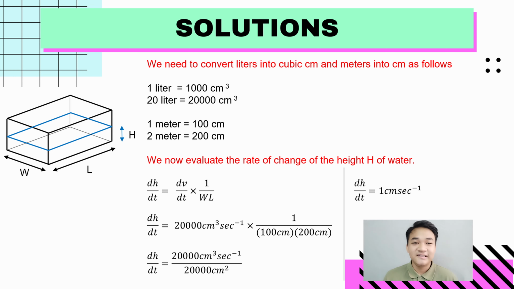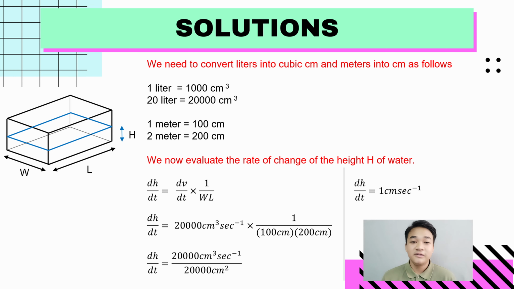We need to convert liters into cubic centimeters and meters into centimeters as follows. 1 liter is equal to 1000 centimeter cubed, and 20 liters is equal to 20,000 centimeter cubed. 1 meter is equal to 100 centimeters, 2 meters is equal to 200 centimeters.